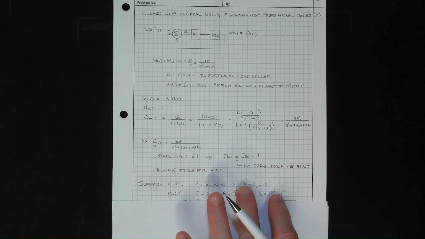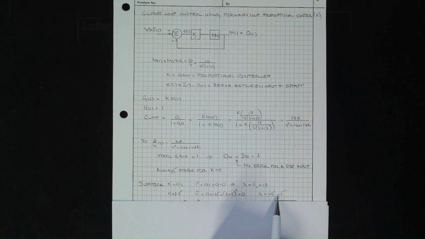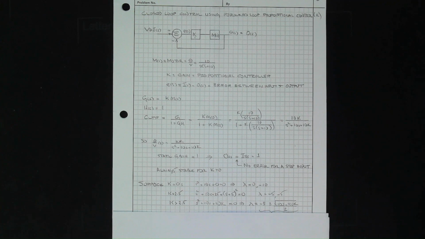And so we can see we're here, and then they move in along the real axis, and you have 2 at the same spot. And if you let K go greater than 2.5, you would then have the roots at minus 5 plus or minus the square root of 100 minus 40K, over 2. Well, notice if K is greater than 2.5, we have a negative number under the square root, so we have an imaginary number popping out. So the roots are complex.